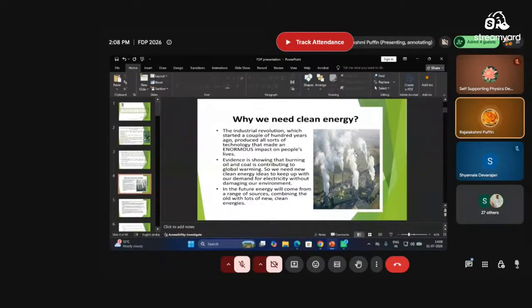Now we can see the current scenario on our earth. What is happening everywhere? We can see war, and we can see more industries polluting, and more vehicles. This is all producing more air pollution, like the burning of coal, all those things. What happens when you produce so much pollution? It affects global warming.